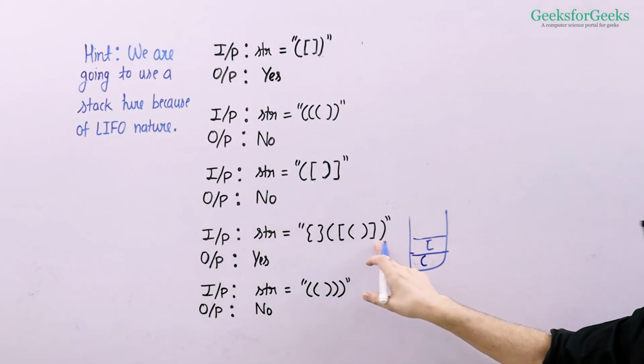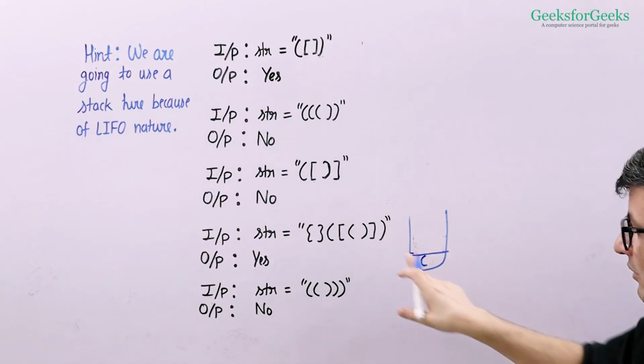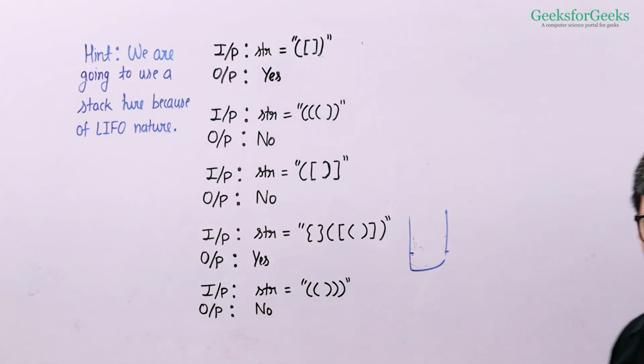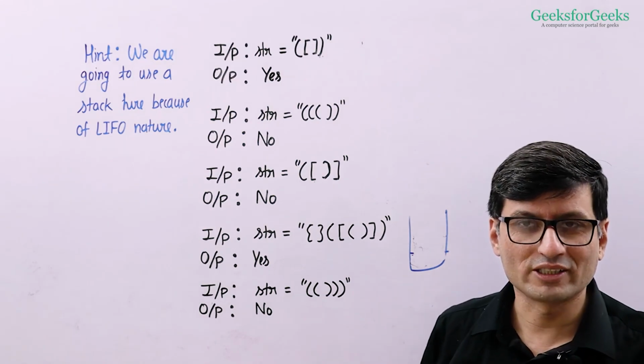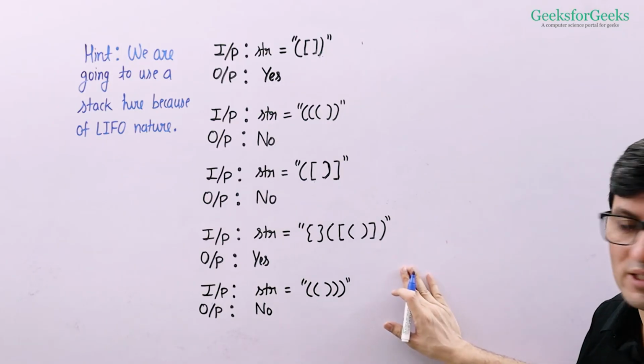Now we see a square bracket, we again find a match, we remove it. Now we see a small bracket, we find a match, we remove it. So our stack has become empty and we have processed all the characters, we are done. We return true, we have found a balanced string.